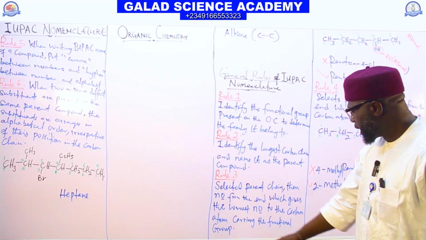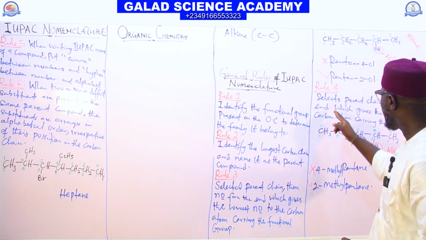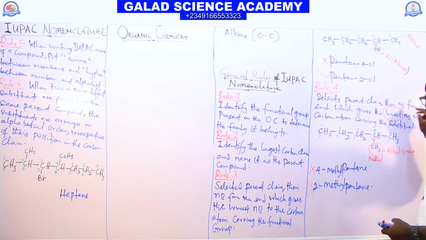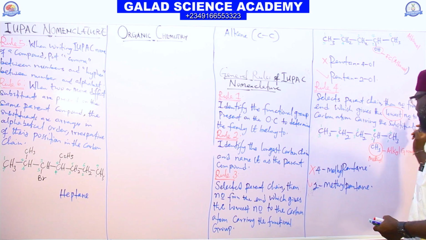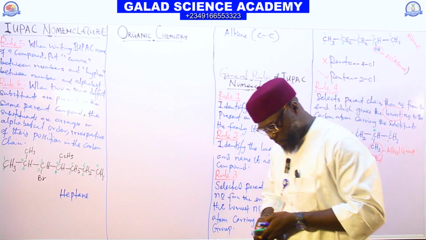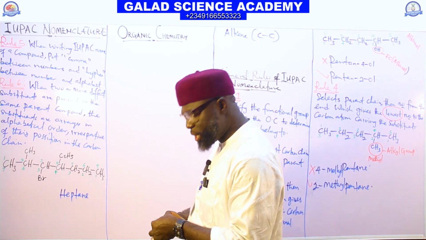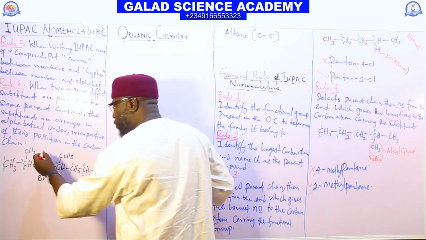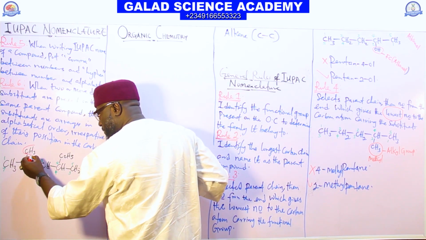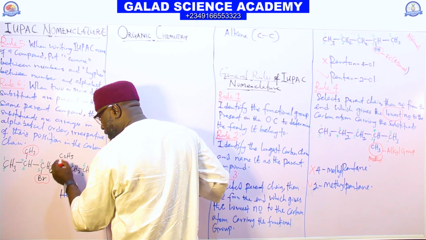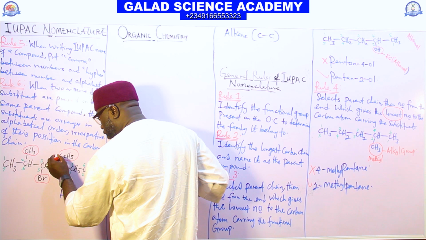Then Rule 3, we don't need Rule 4. It says select the parent chain, then number the chain from the end which gives the lowest number to the carbon atom carrying the substituted group. Look at this side now. How many substituted groups do we have here? We have 3. The first one is here, the second one, and the third one.